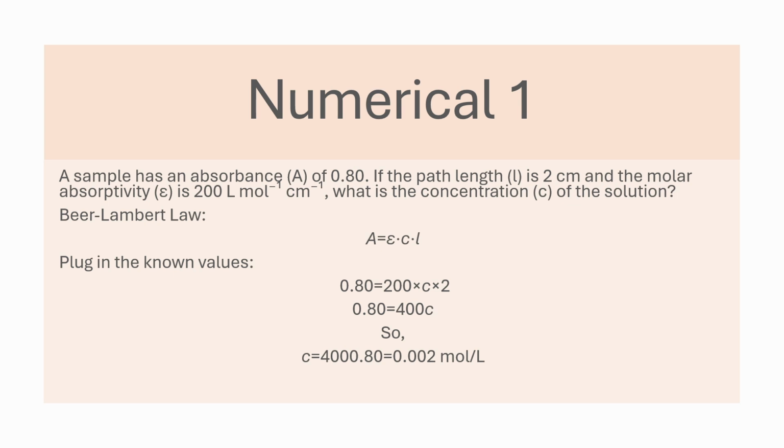Now, we just have to do simple substitutions. Just substitute the values of A, epsilon and L, and you will arrive at the value of C, which should be 0.002 mole per liter.